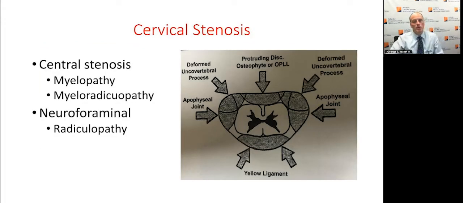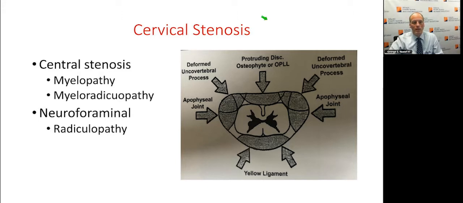Next topic that I was going to discuss is cervical stenosis. Cervical stenosis can present as myelopathy, or a sick spinal cord, or myeloradiculopathy, where you get signs of myelopathy and a lower motor neuron lesion, which is a pinched nerve, or neuroforaminal stenosis that just pinches the exiting nerve root and presents as a lower motor neuron finding or just pinched nerve.